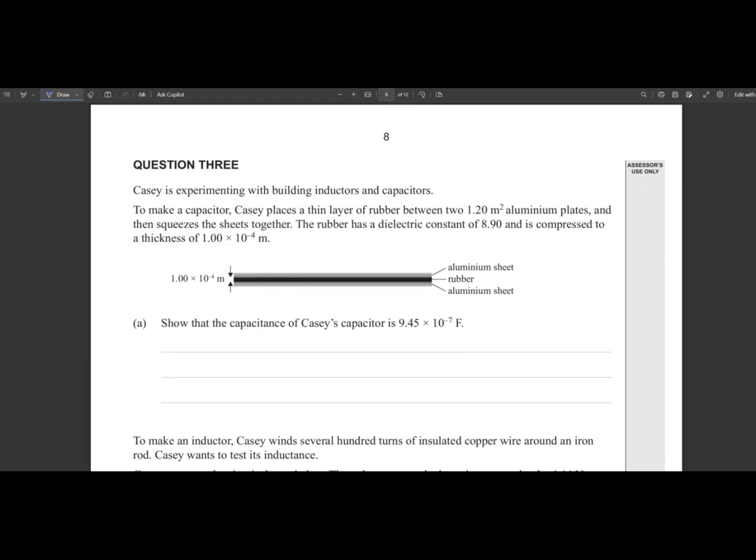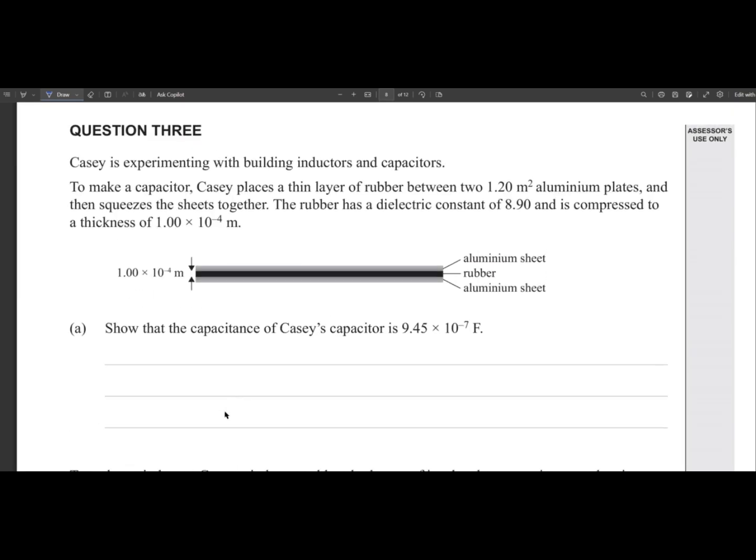Casey is experimenting with inductors and capacitors now. Show that the capacitance of Casey's capacitor is 9.45 times 10 to the minus 7. Okay, so our construction formula is just epsilon naught epsilon r A on d, and that's just going to be 8.85 times 10 to the minus 11, which is the permittivity of free space, and our area is 1.2, and all of that divided by 1 times 10 to the minus 4.